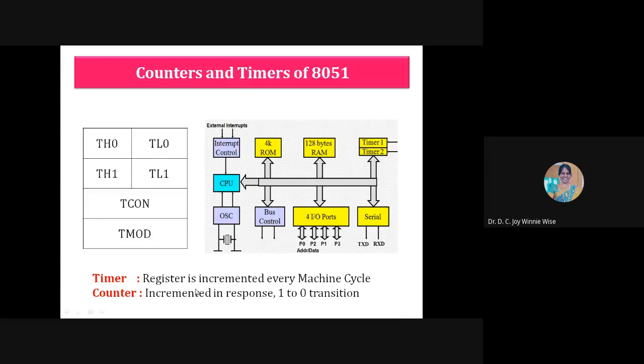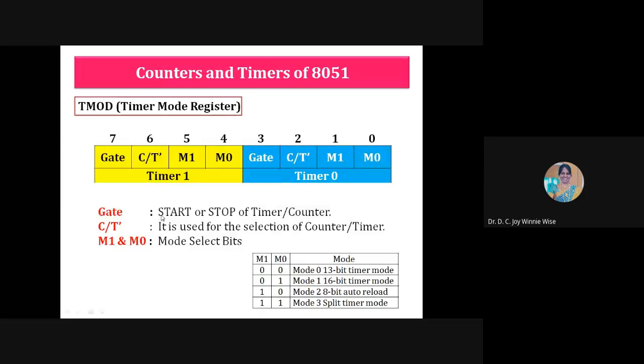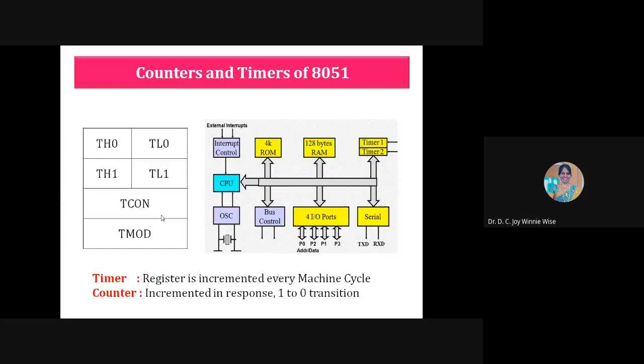To control this timer, we have the timer control register and the timer mode register. Okay. So we have two timers, timer 0 and timer 1. TH0 and TL0 are used to load the values of timer 0, and TH1 and TL1 are used for timer 1. And to control these timers, we have a timer control register and a timer mode register. So these are the registers available which are used to control the timer functions.